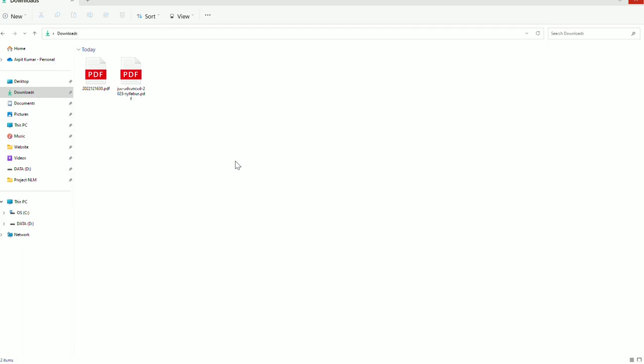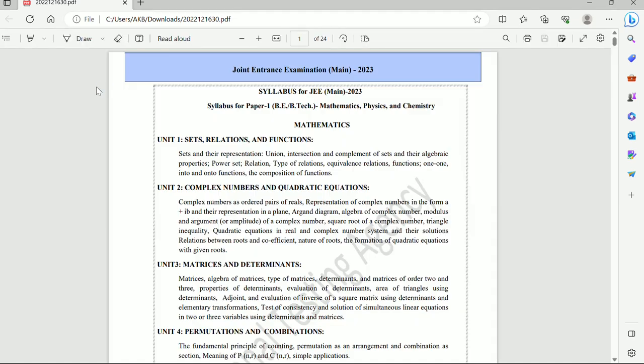Welcome, my friends. Today's topic of discussion is the syllabus of JEE Mains and JEE Advanced. We will discuss what the different topics studied in JEE Mains and Advanced are. This is the syllabus of JEE Mains. Here, JEE Mains covers mathematics, physics, and chemistry. I will discuss only the syllabus of physics in this exam.